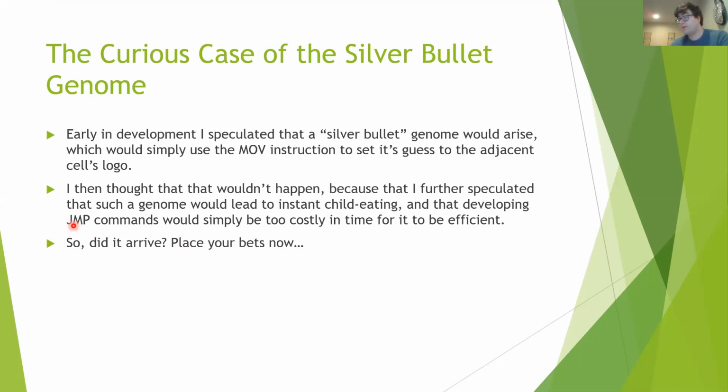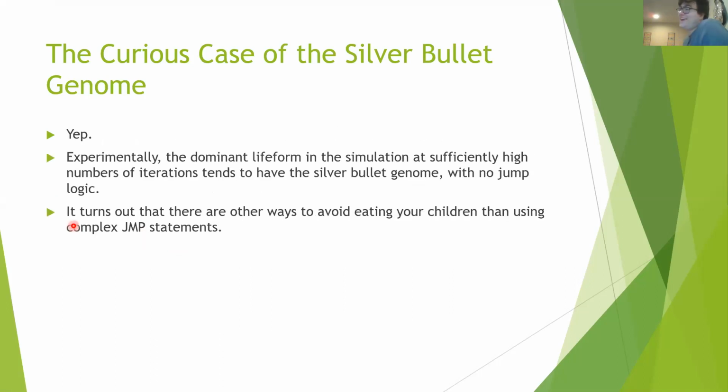So, did it arrive? Let's see. Yep, it did arrive. In fact, it arrived very quickly, sometimes within only 300,000 iterations. And the dominant life form tends to have this silver bullet genome. It turns out that there are more ways to avoid eating your children than just using complex jump statements. And I hope I never have to say that sentence again.